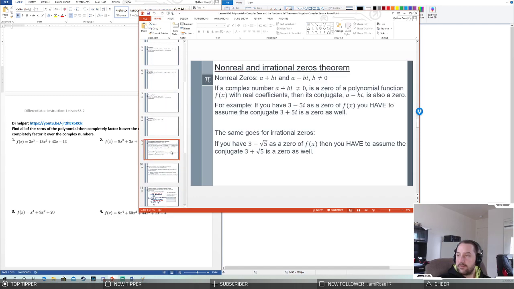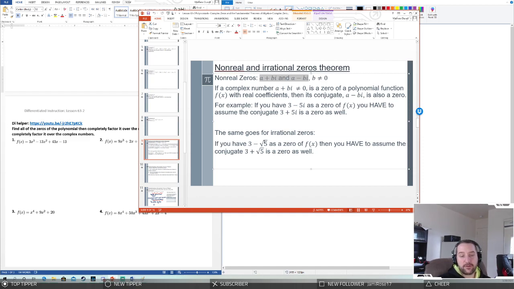Now skipping down to the non-real and irrational zeros theorem, all this says is that our complex zeros or irrational zeros, like the square root of 5, come in conjugates, meaning you'll always have these conjugate pairs. There'll be two of them.